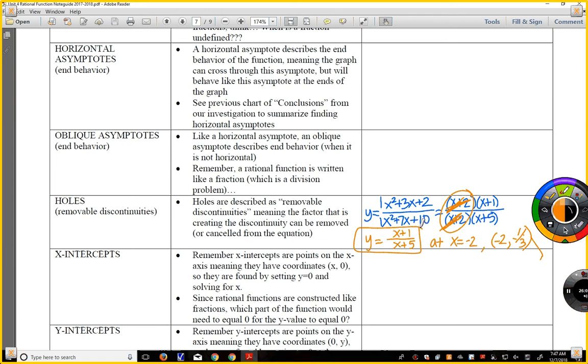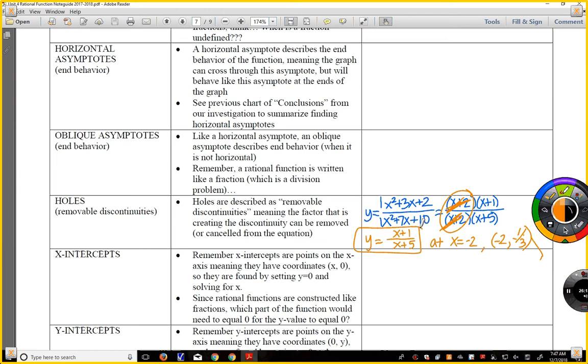So it's important that you look at those factors and see what cancels first. Number 1, so you know if you have a hole. Number 2, so you don't do a bunch of work with a really complicated thing when it could have been simpler. And number 3, you'll get too many vertical asymptotes if you don't look at what cancels first. Is that okay with everyone?